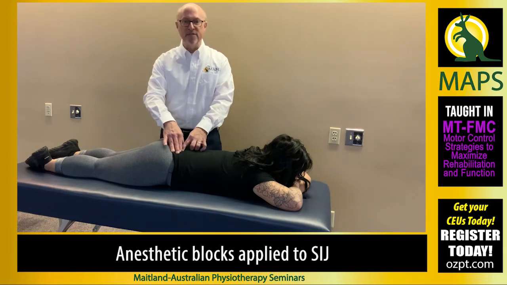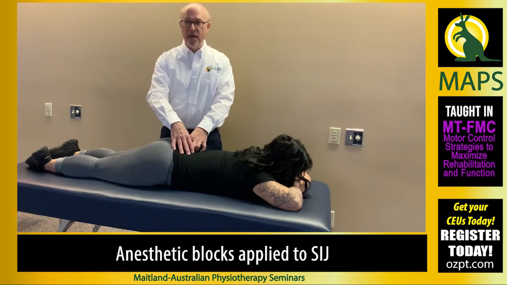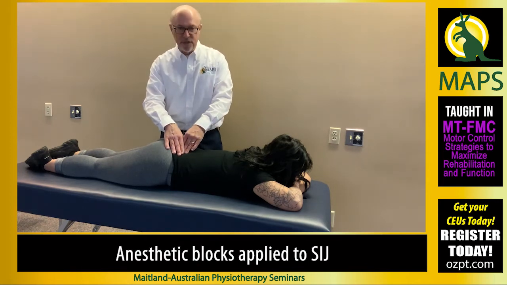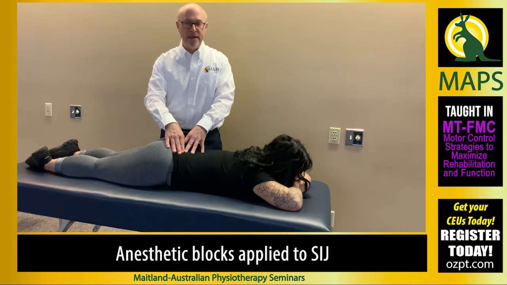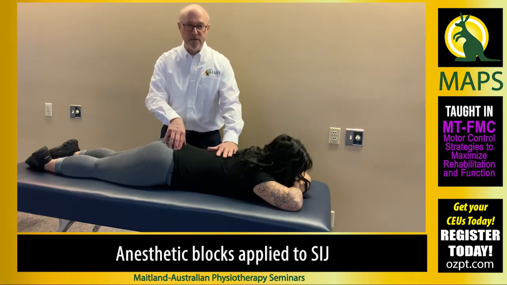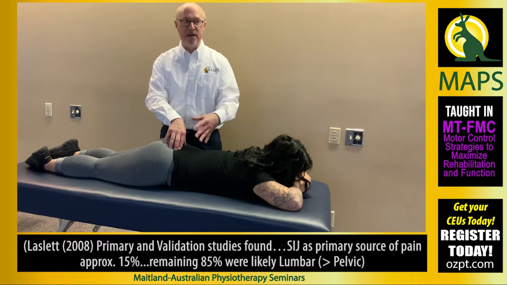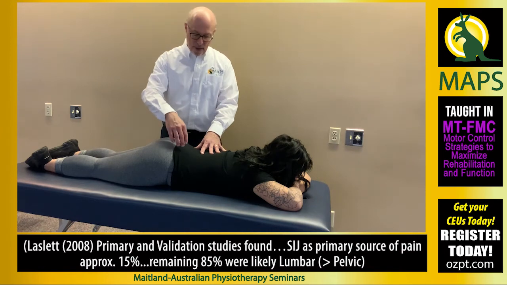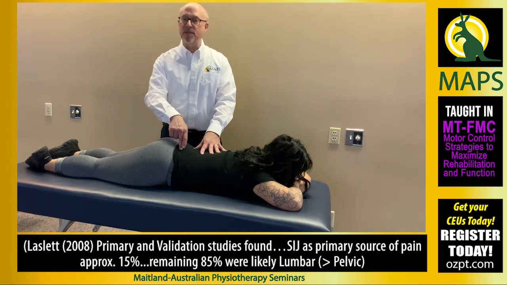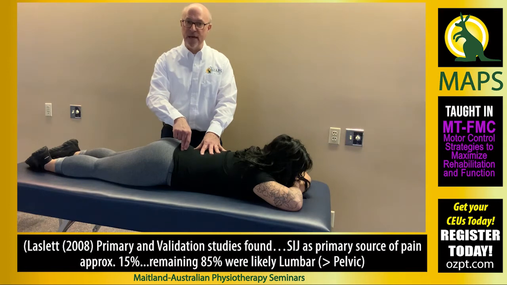If the pain goes away, I know I've localized it to that problem. The problem has been the SI joint is a difficult joint to block. It's a large joint and it's easy to infiltrate adjacent tissues. So they came up with a way to reliably inject the joint to anesthetize it to see if the SI joint is contributing to the patient's complaints of low back pain. When they did that, along the original study and then a validation study, they came up with the prevalence of SI joint as the primary source of pain is about 15% of the time.